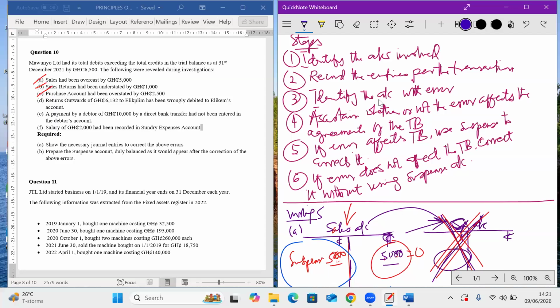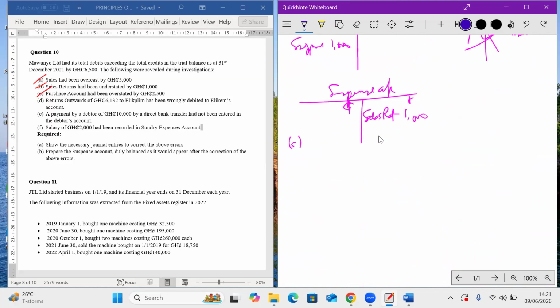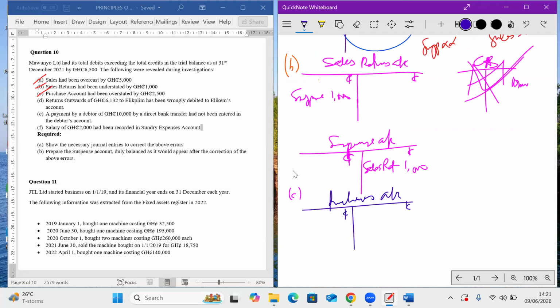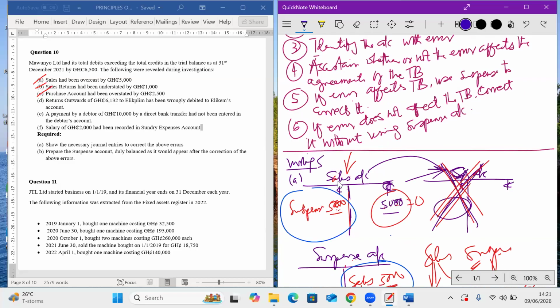Let's go to the steps. Identify the accounts involved. So what accounts are involved? Purchase account. Right. So you write purchases account. That's the first one. It means that the corresponding account for purchases is correct. That's why they didn't talk about it. Do you understand it? Yes. Okay, let's move on to the next one.